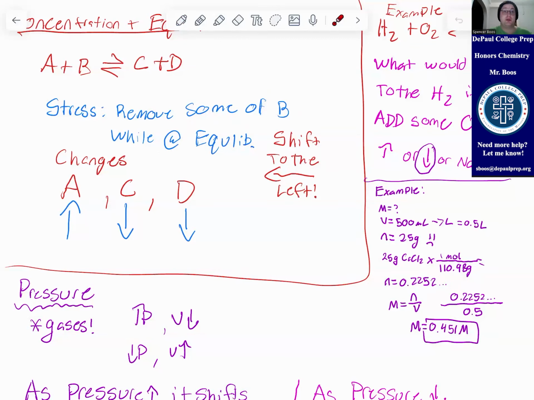discounting the stress, right? So just imagine we're discounting B in this calculation. Which side is going up? So which side is having an increase of the products or the reactants, right? Whatever side is getting more of something. In this case, A is getting more. That's how I best define it, right? If you discount B or whatever the stressor was, you look at which side is getting an increase.